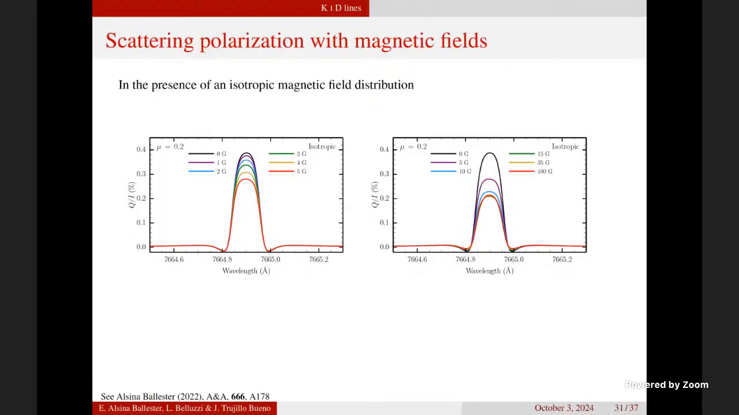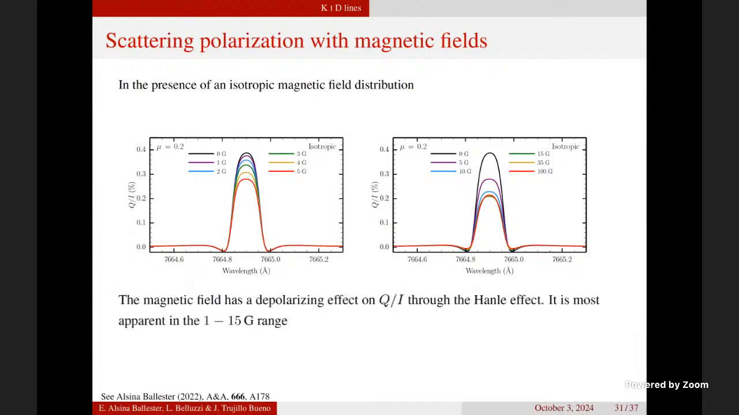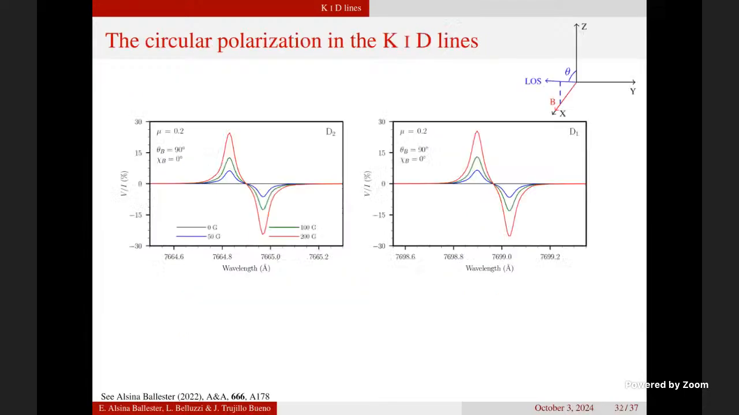And in the presence of an isotropic magnetic field, here is the sensitivity of the D2 line, in which I'm showing how it's depolarized in the presence of magnetic fields of up to around 15 Gauss. For stronger magnetic fields, we reach the so-called Hanle saturation, which is due to the fact that the magnetic field cannot further alter the atomic polarization. But still, we see that the sensitivity of this D2 line through the Hanle effect is most apparent in the range between 1 and 15 Gauss.